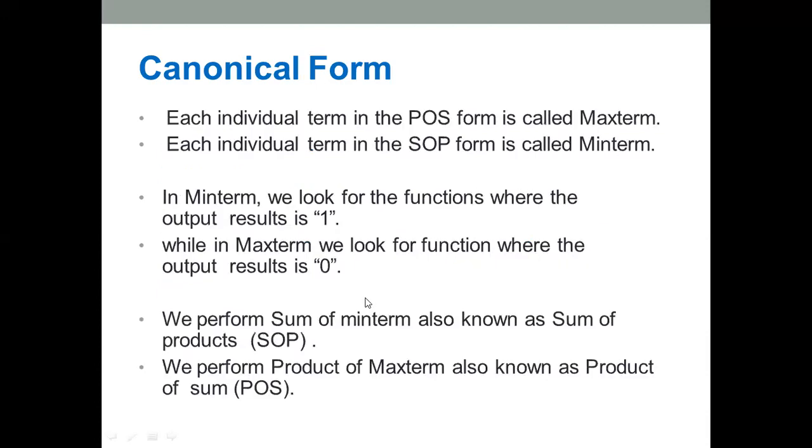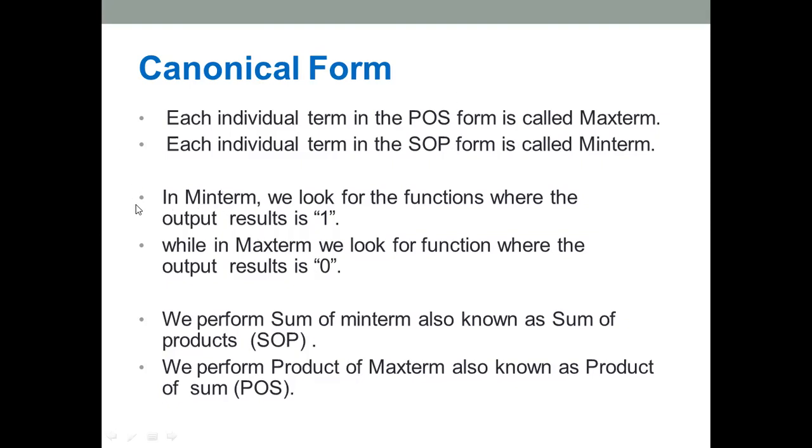So let's start with the canonical form. Each individual term in the POS form will be called a max term. Whatever we have in the POS form will be considered as the max term, and whatever we have in the SOP form will be considered as a min term. Each individual term in the SOP form will be called a min term. So what do we have in the min term and what do we have in the max term?